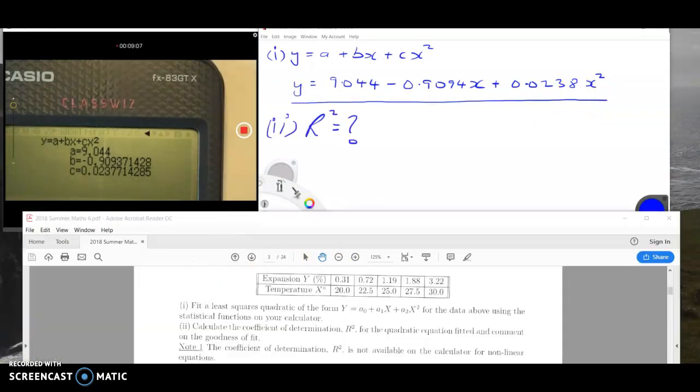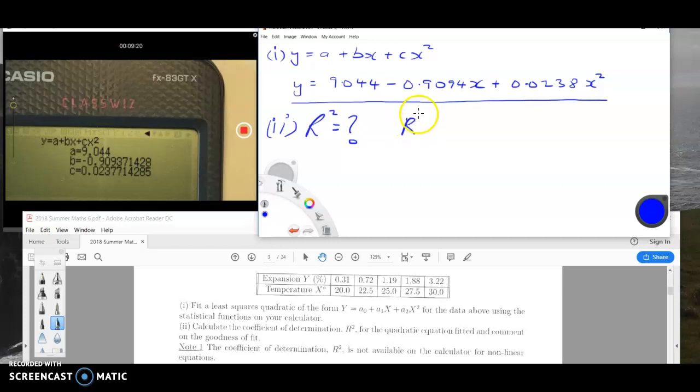In part 2 now we're asked to calculate the coefficient of determination, r squared, for the quadratic equation fitted, and comment on the goodness of fit. Well, the r squared formula looks something like this: r squared equals the explained variation divided by the total variation.